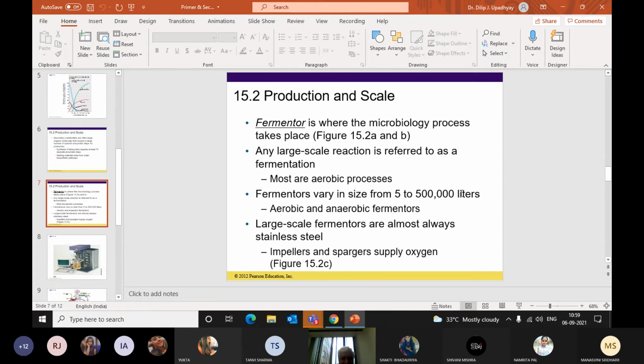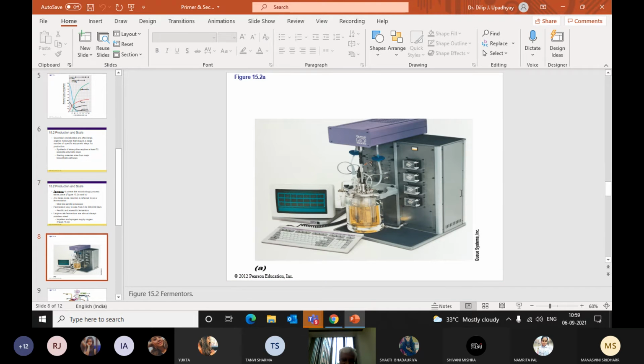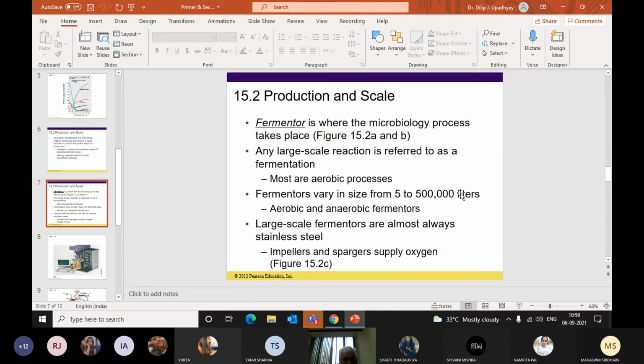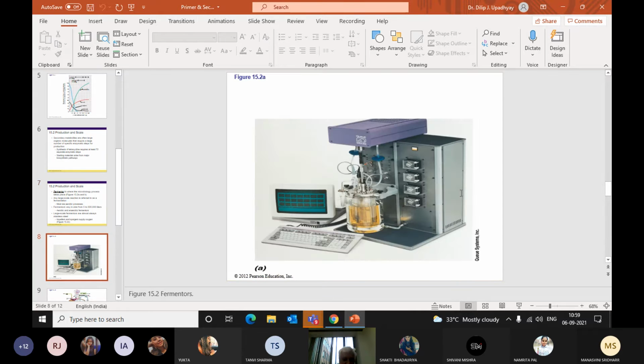Yeah, I think the first 4 or 5 slides are enough for now. This is the actual fermenter I wanted you to show. For primary and secondary metabolites, I think we have almost finished. And now what I want you all to see, another purpose of this slide set, is the fermenter.